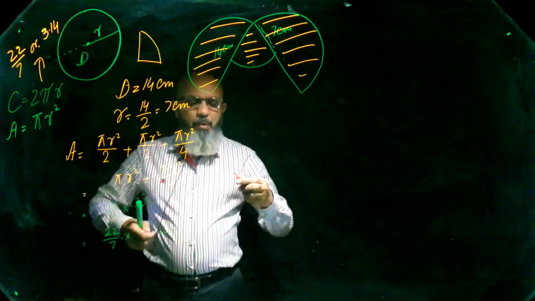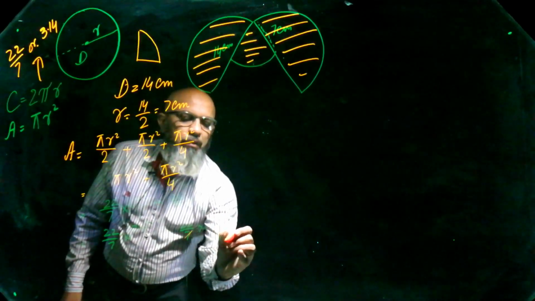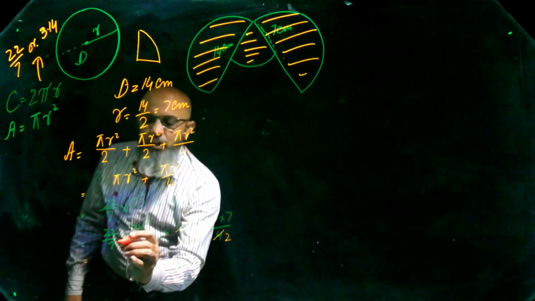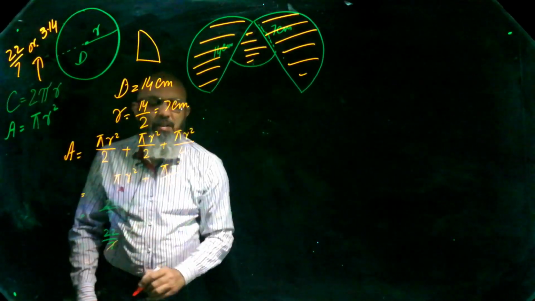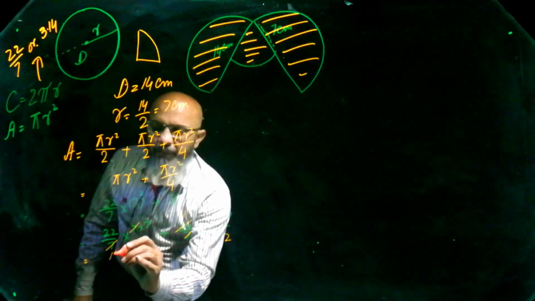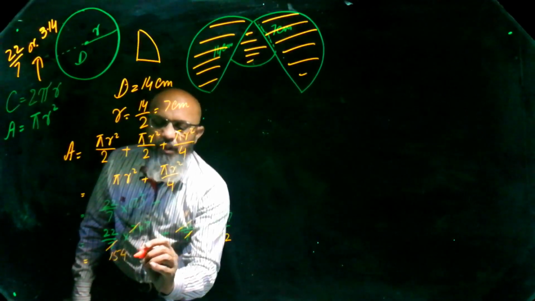So that's the problem. 7 cuts with 7, right? 2 2s are 4 and 11 2s are 22. Similarly, we will cut here 7 with 7. Now you will multiply 7 with 22. We will get 154. 7 2s are 14, and 1 is 15.